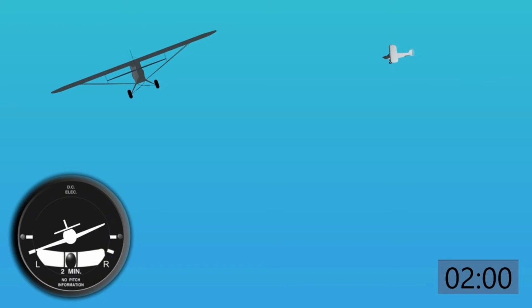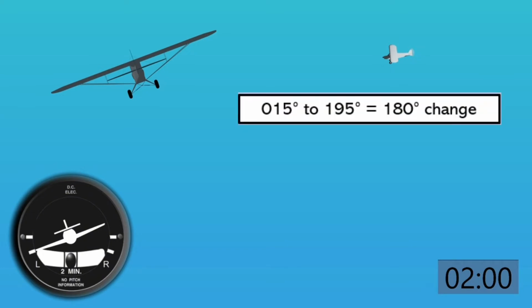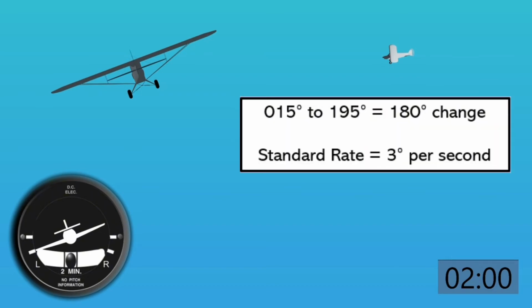The FAA written may ask you some timing questions that revolve around standard rate turns. For example, they may ask you how long it will take in a standard rate turn to turn from a heading of 015 degrees to 195 degrees. This would be a total heading change of 180 degrees. If we just remember that a standard rate turn is 3 degrees per second, we can use this information as a starting point to determine the answer.